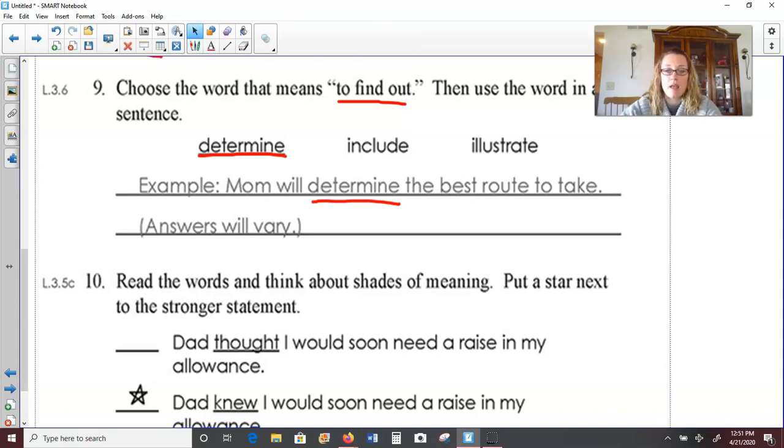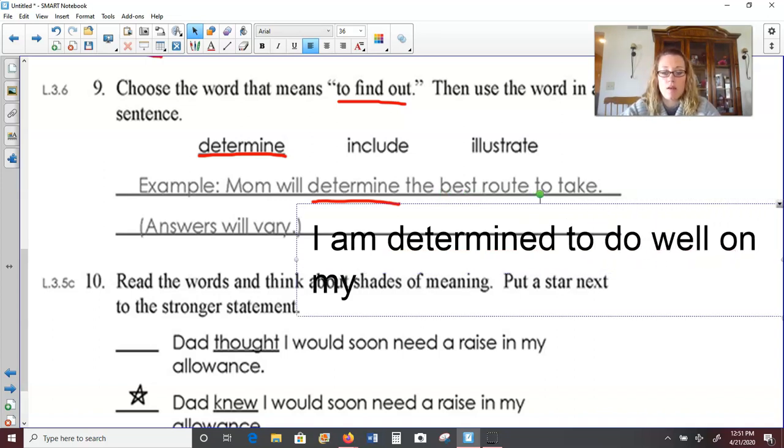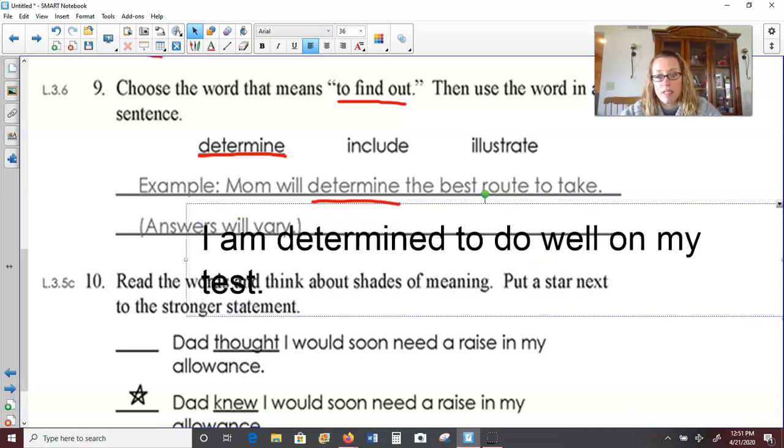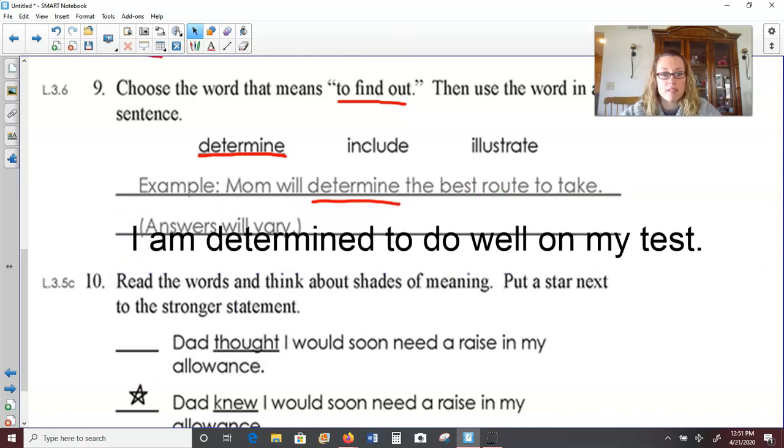I might say, I am determined, if I could spell it right. There we go. I am determined to do well on my test. So that could be an example sentence. I am determined to do well on my test.